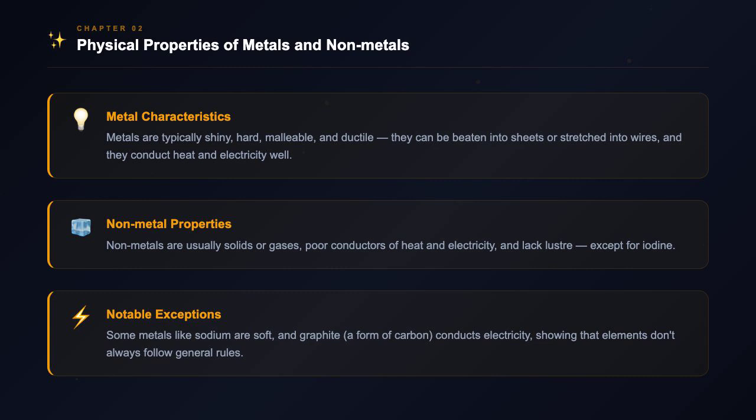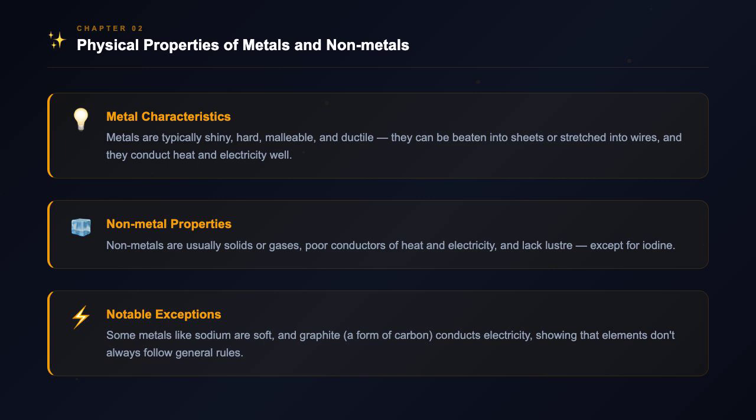Metals have several distinctive physical properties. They have a natural shine and are often hard. However, some metals like sodium and potassium are soft. Metals can be beaten into thin sheets and stretched into wires. They conduct heat and electricity, with silver and copper being the best heat conductors. When struck, metals produce ringing sounds.